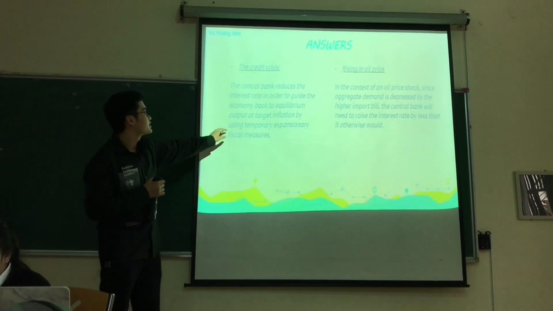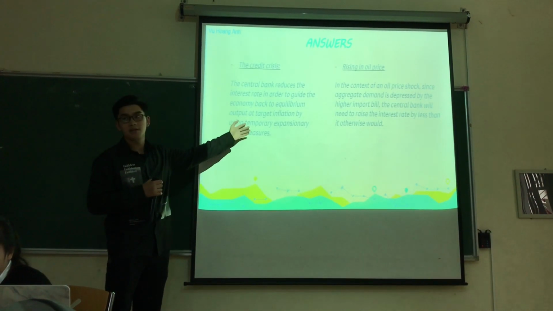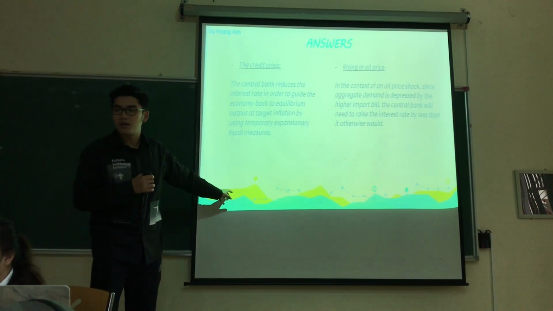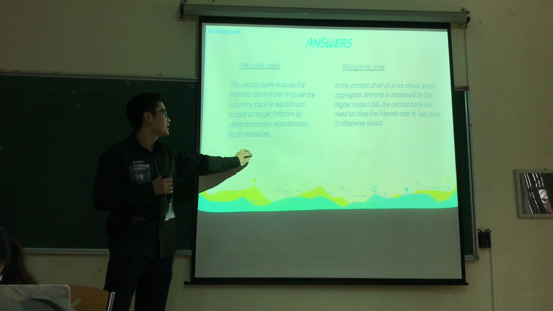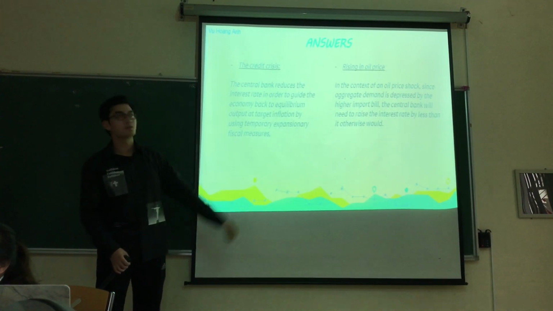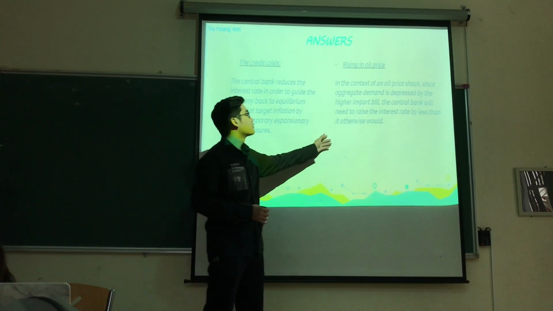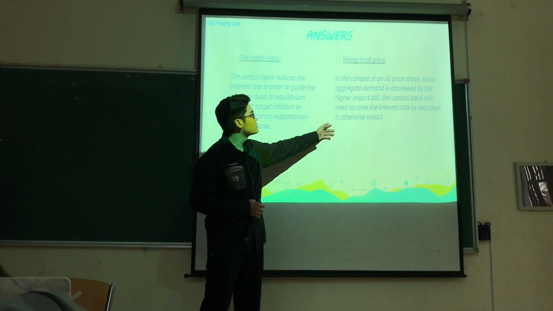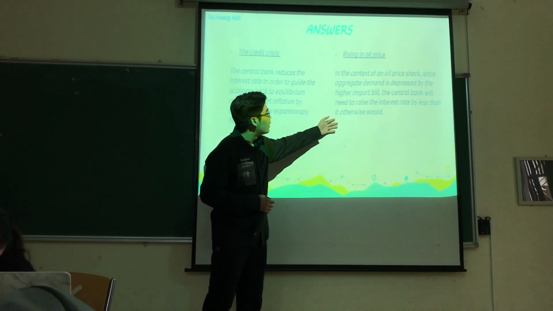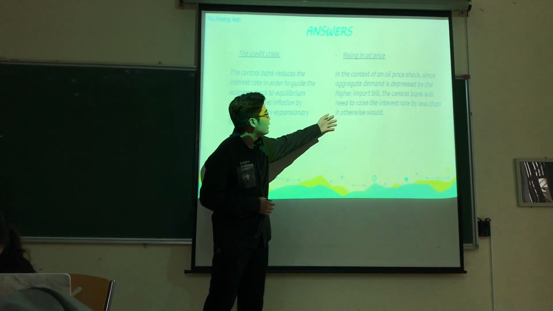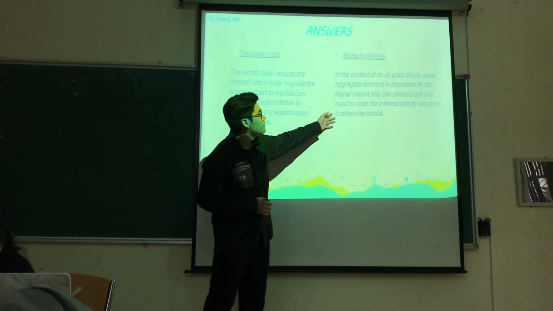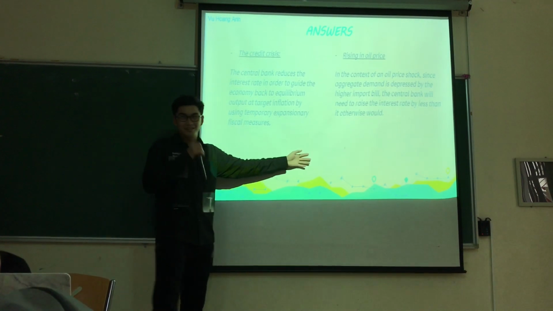In the first case, the central bank must reduce the interest rate in order to guide the economy back to the equilibrium point, with output at the target inflation, by using a temporarily expansionary fiscal measure. And in the case of rising oil prices, we must raise the interest rate because of the higher import bill. We must raise the interest rate.